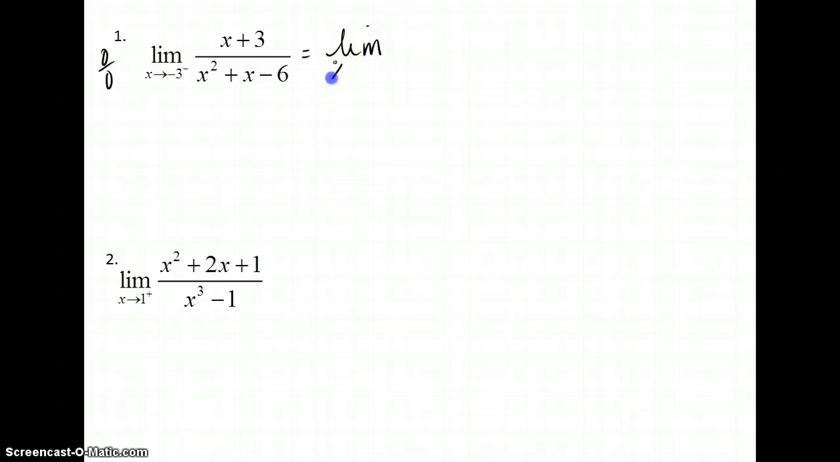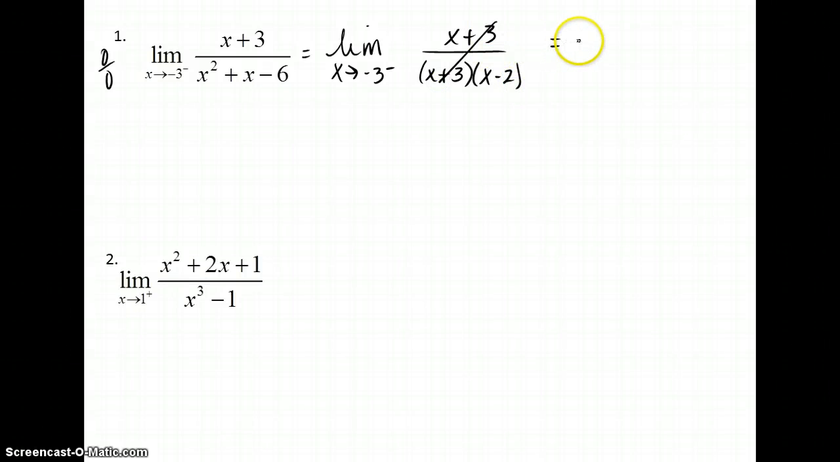So look for some algebraic technique to simplify. In this case, we can factor the denominator. We know x plus 3 better be a factor of the denominator, so we can cancel those terms. And now a direct substitution of -3 back into the simplified function would give us -1 over 5.